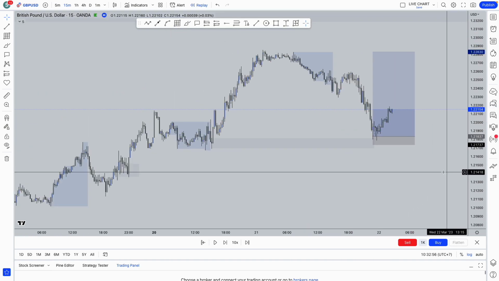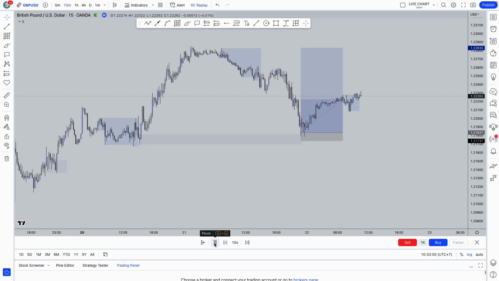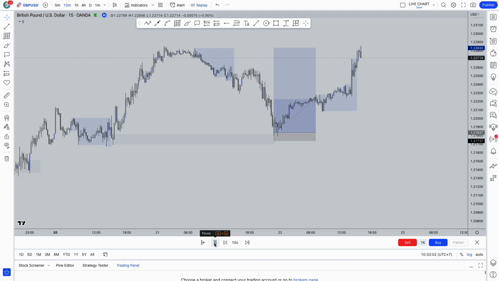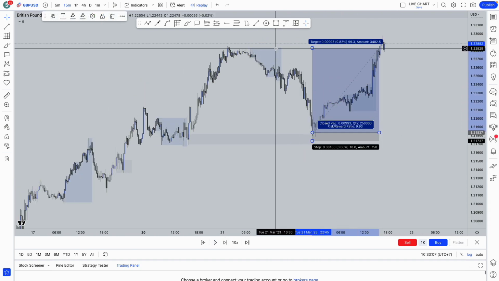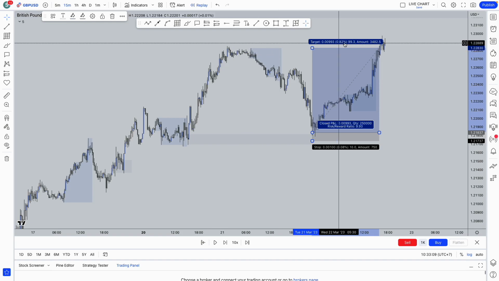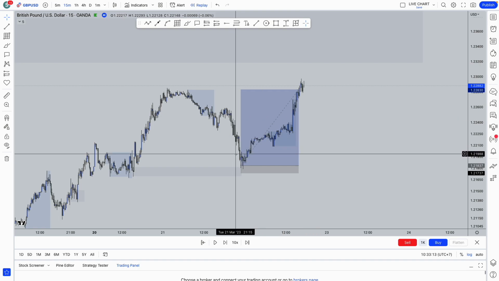Obviously, taking partials on the way, or if you've got the conviction, hold it the whole way. TP would be hit almost 10R. Come and take your highs, come and put in a new, higher high. So great trade. That'd be one trading session with this Tuesday.